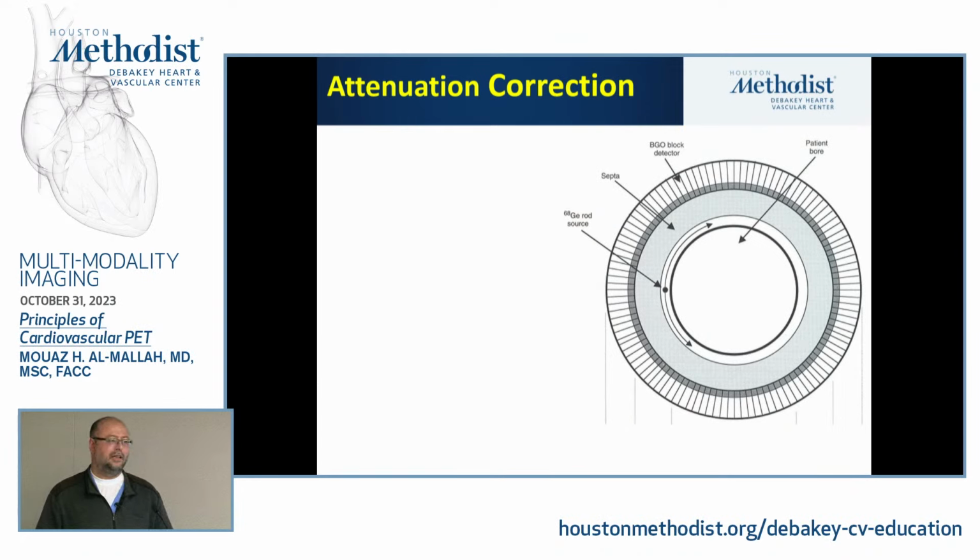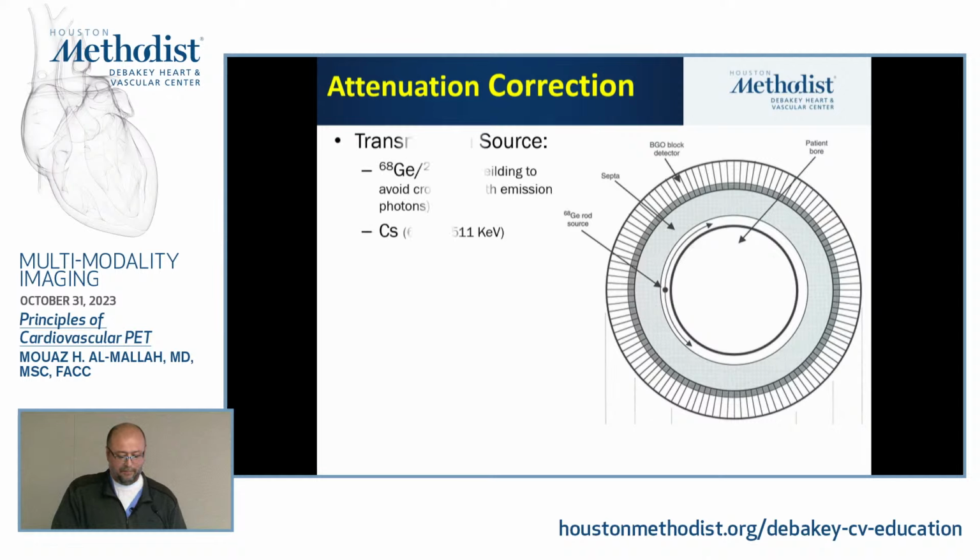One of them is that the different photons are moving different distances. But one thing you need to know: all PET images are attenuation corrected. We do not look at non-attenuation corrected images. In fact, sometimes we reconstruct them, but we don't send them and we don't look at them, except in very few cases like FDG infection studies and others. But for perfusion studies, all images are attenuation corrected.